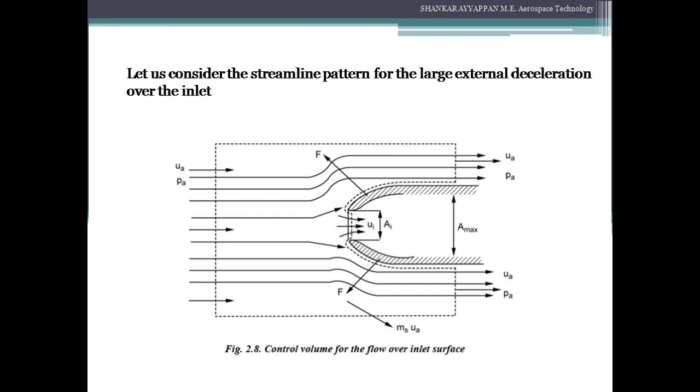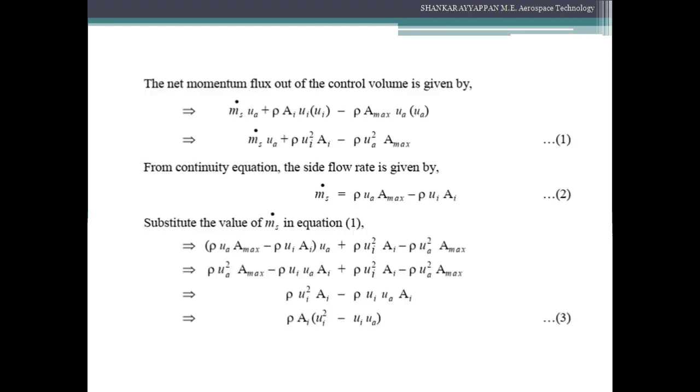of an aerofoil. There is a control surface, shown using dotted lines. It crosses the inlet at minimum area AI, passes over the inlet surfaces and extends downstream far enough for the external fluid velocity to reach the upstream velocity UA. The external flow enters and leaves the control volume with velocity UA, and the internal flow enters the control volume with velocity UA and leaves with velocity UI.